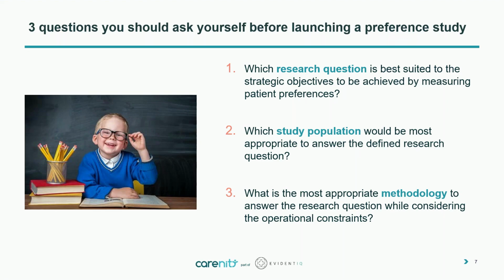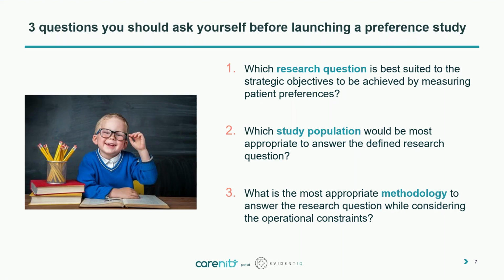When choosing the selection criteria, it's also important to take into account potential selection bias and logistic considerations such as data collection time, data collection costs, response rates, etc. Finally, the last question is, what is the most appropriate methodology to answer the research question while considering the operational constraints? Even if the DCE is considered as a gold standard, it is not always the most appropriate method.